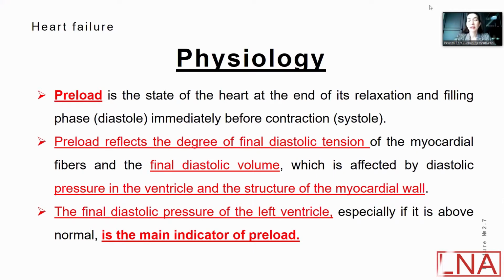Preload reflects the degree of final diastolic tension of the myocardial fibers and the final diastolic volume, which is affected by diastolic pressure in the ventricle and the structure of the myocardial wall. The final diastolic pressure in the left ventricle, especially if it's above normal, is the main indicator of preload. Increased final diastolic pressure can depend on many reasons, and the most important is the volume of general circulating blood. It's the main indicator of the level of preload for the heart.